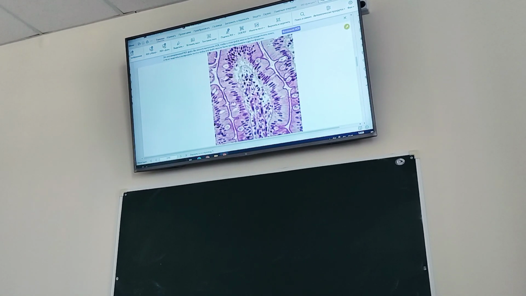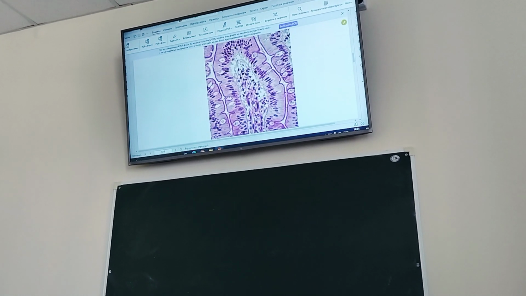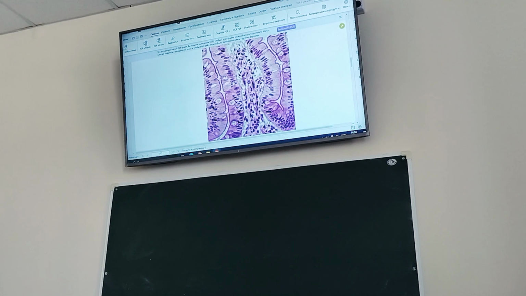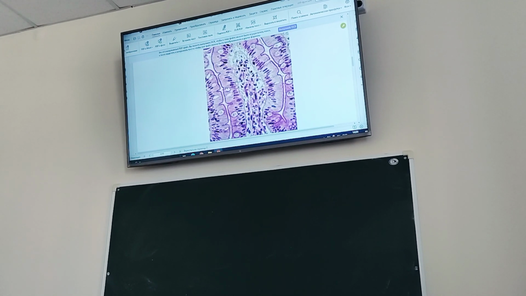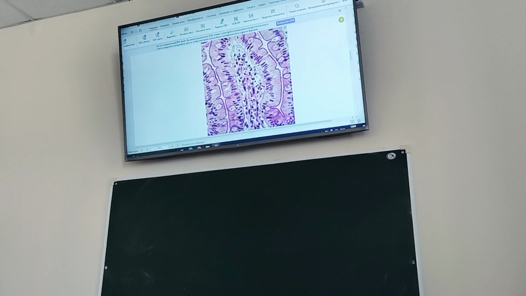This again is simple epithelium, small intestine, intestinal villus. Don't forget to give the full classification: simple, single layer, columnar, brush border.